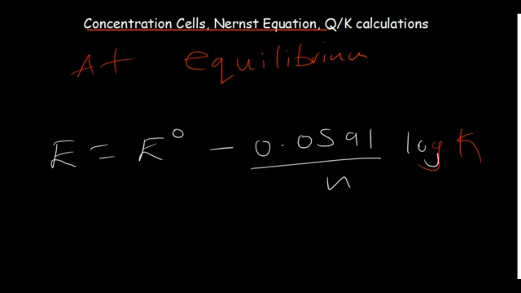And then a few things change at equilibrium. At equilibrium, the non-standard cell potential is 0. So this one is 0. And then if this one goes to the other side, it will be that.